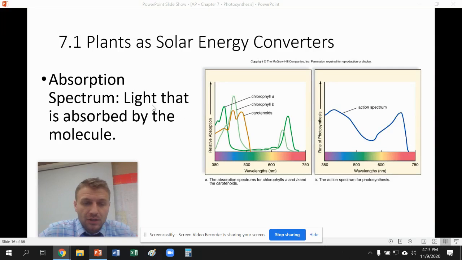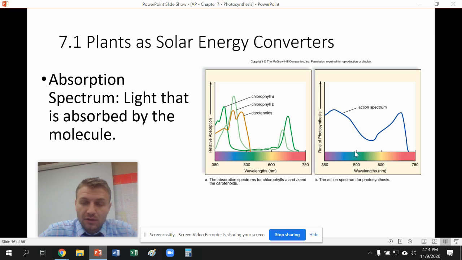Our absorption spectrum is going to show us what type of light and how much light is going to be absorbed by plants. Again, these are just averages for most plants, but what we see is a large absorption in the purples, blues, yellows, oranges, and reds, and not a lot of absorption in the greens. We have a couple of videos I'm going to show you during class, but this is why plants appear green.